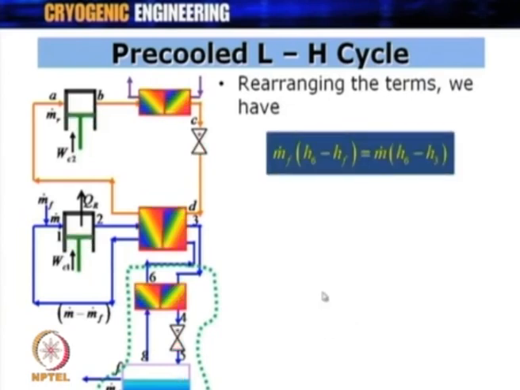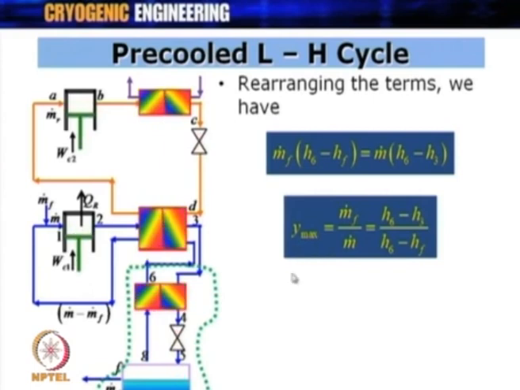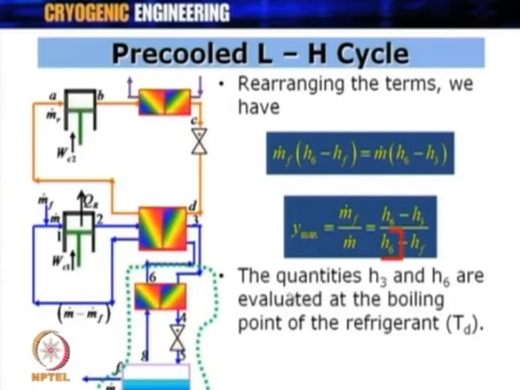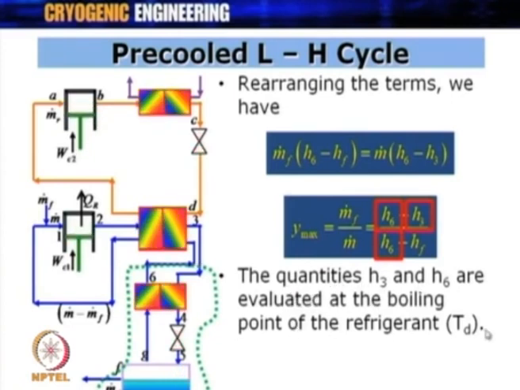If we rearrange these terms and write the expression for y, we get y max equal to m dot f upon m dot, which is equal to (h6 minus h3) divided by (h6 minus h_f). So, now I am taking a control volume at this point, and the enthalpy difference here is going to decide what my y max value will be. In order to get y max, the properties h6 and h3 are evaluated at the lowest temperature possible at this point. So, the quantities h3 and h6 are evaluated at the boiling point of the refrigerant, T_D.